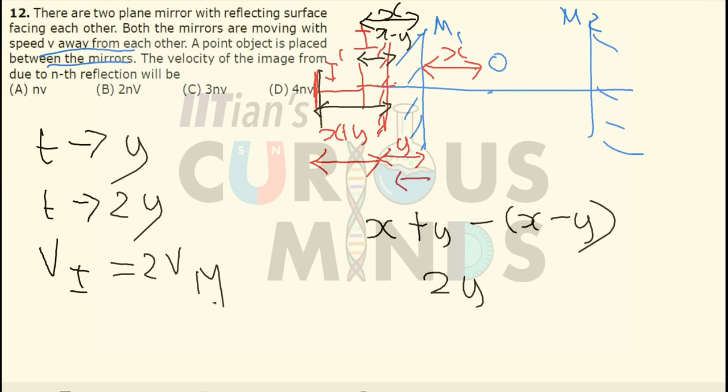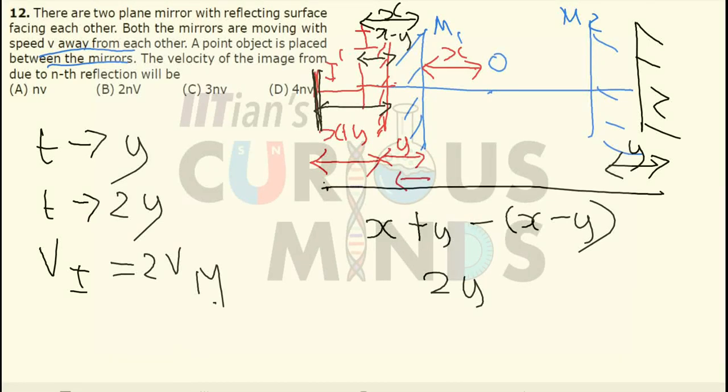So now this image will form an object for the second mirror, which has also moved a distance of y. Since the velocity of both of them is the same, it has also moved the distance y in the same time t. So again the image will be formed on the other side of this mirror, very far away, and since the velocity of the mirror is v, the velocity of the second image will be 2 times the velocity of the mirror. Now this is after the first reflection.